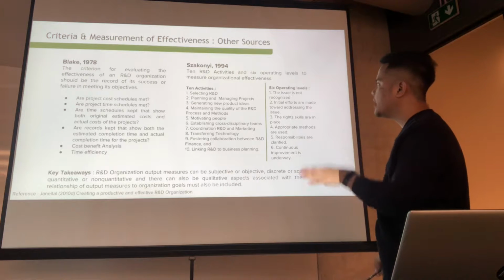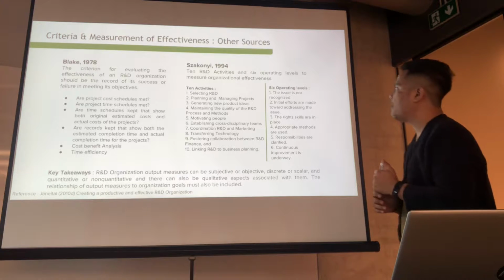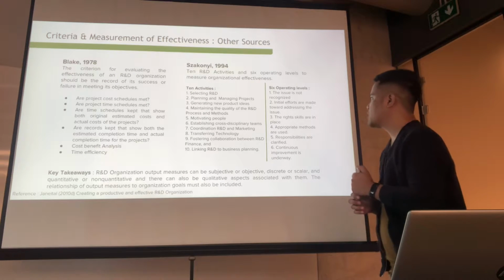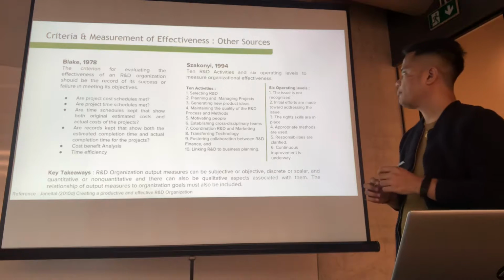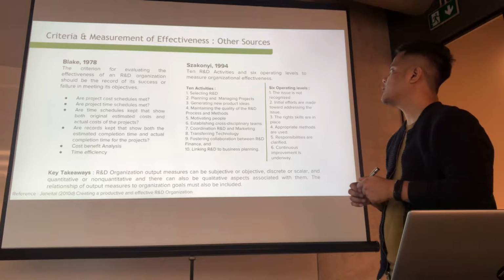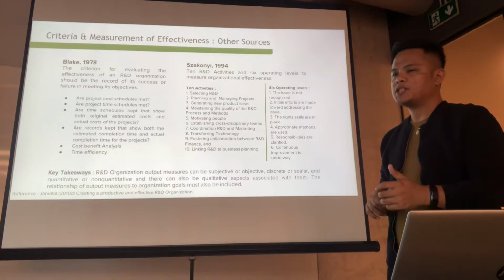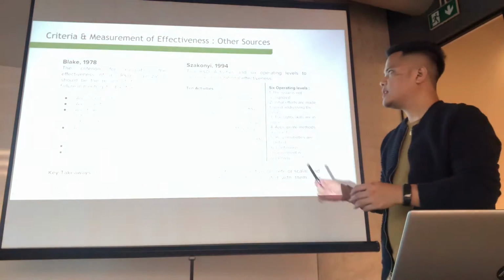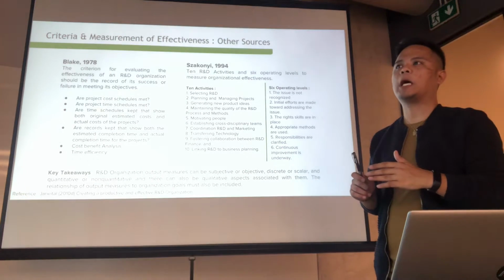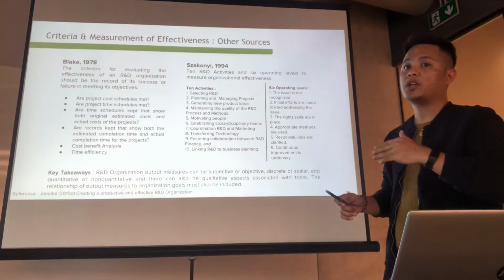Some of them: selecting R&D, planning and managing projects, generating new product ideas, maintaining the quality of the R&D process and methods, motivating people, establishing cross-disciplinary teams, coordination of R&D and marketing, transferring technology, fostering collaboration between R&D and finance, and linking R&D to business planning. So, what this tells us, this is actually not a rank of 10 activities. Dapat equally divided siya when measuring an organizational effectiveness. Kasi if you notice, lahat yan are key factors to an organization.